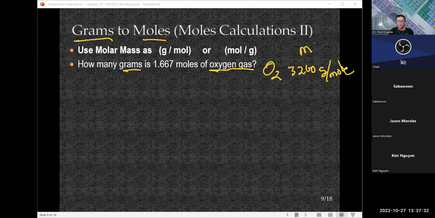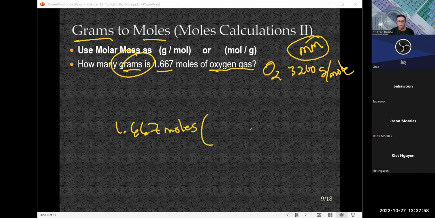Okay, and that is the molar mass of oxygen. All right, let's set up the problem now. How many grams? So we're looking for units of grams. And what we're given is 1.667 moles. Moles comes originally from a measurement, and so that number would be used to determine the sig figs. And we're looking for grams of O2. So we need moles in the denominator and grams of oxygen in the numerator.